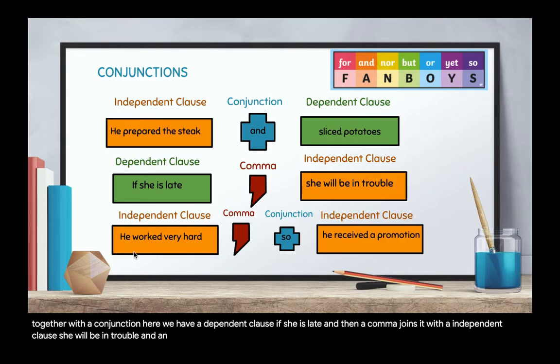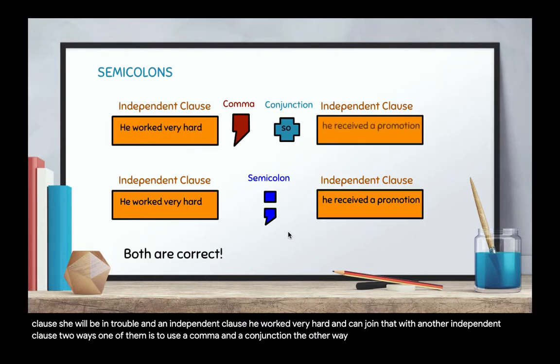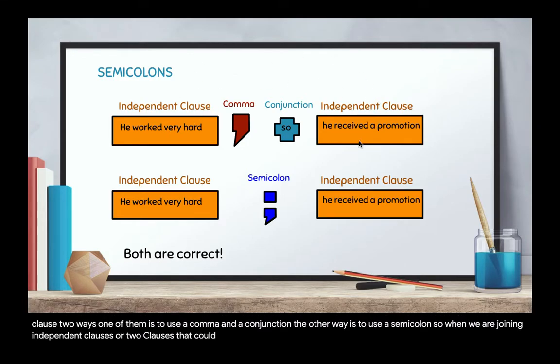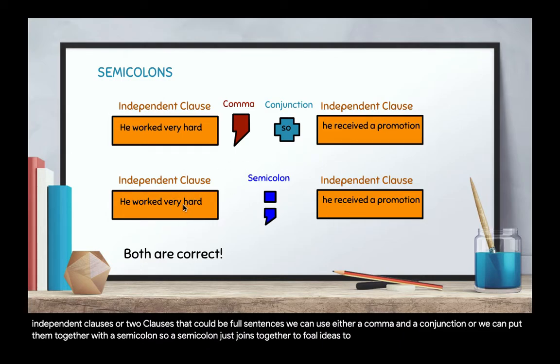And an independent clause, he worked very hard. We can join that with another independent clause two ways. One of them is to use a comma and a conjunction. The other way is to use a semicolon. So when we are joining independent clauses or two clauses that could be full sentences, we can use either a comma and a conjunction, or we can put them together with a semicolon. So a semicolon just joins together two full ideas, two full sentences.